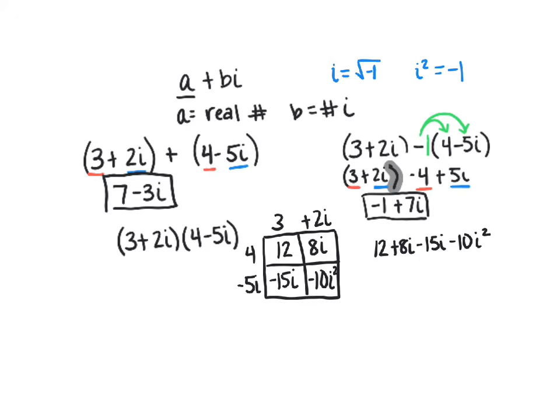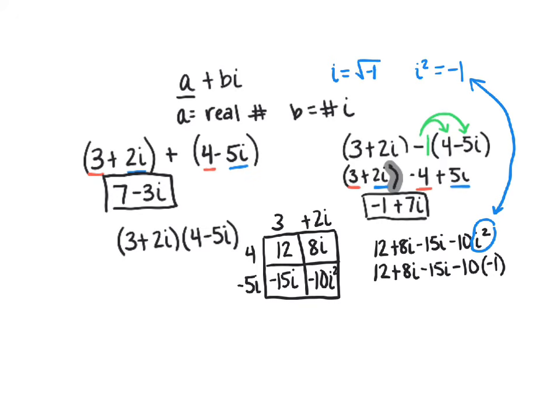Now, if we were just combining like terms like we've done in the past, we can look and say, oh, the only two things that have like terms right now are the 8i and the negative 15i, and then we're done. But the thing is that we have learned that i squared is equal to negative 1. So I'm going to rewrite this one more time. I have 12 plus 8i minus 15i minus 10, and I'm going to replace that i squared with a negative 1.